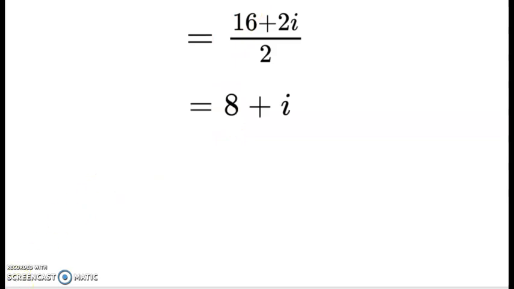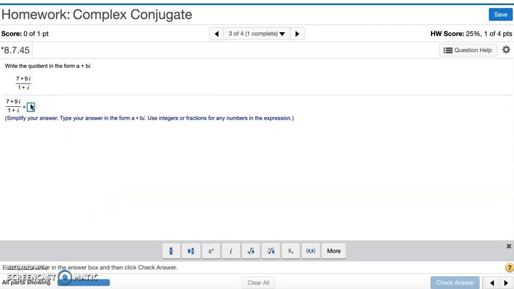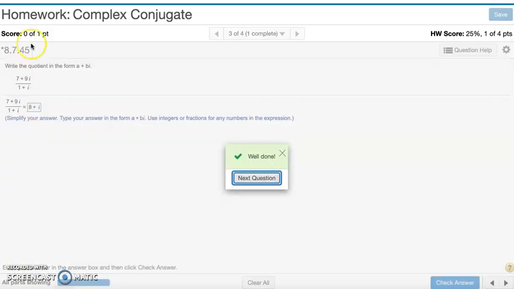So let's type in that answer. So typing in 8 plus i, and that's the answer for number 3.